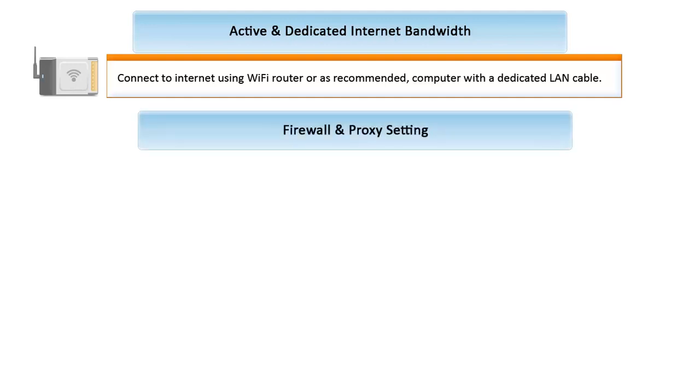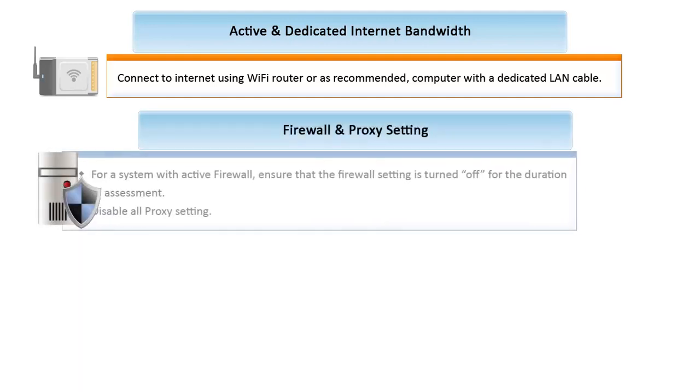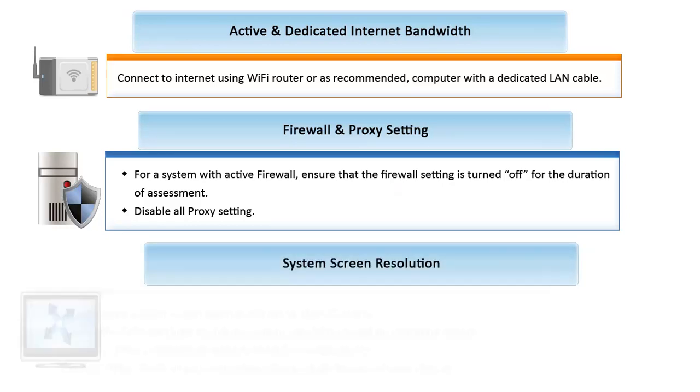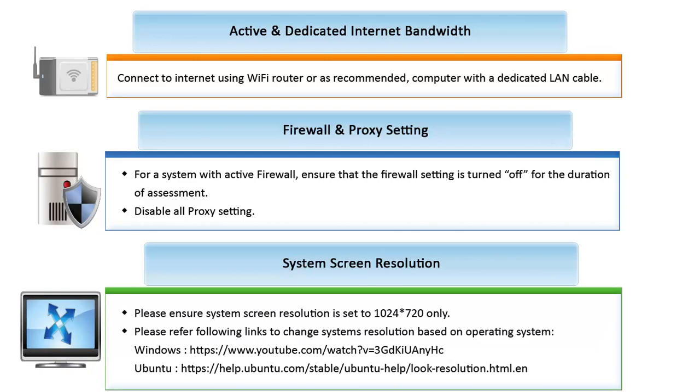Next is firewall and proxy setting. For a system with an active firewall, ensure that the firewall setting is turned off for the duration of assessment and disable all proxy settings. System screen resolution. Please ensure system screen resolution is set to 1024 x 720 only. Please refer to the links provided to change the system's resolution based on operating system.